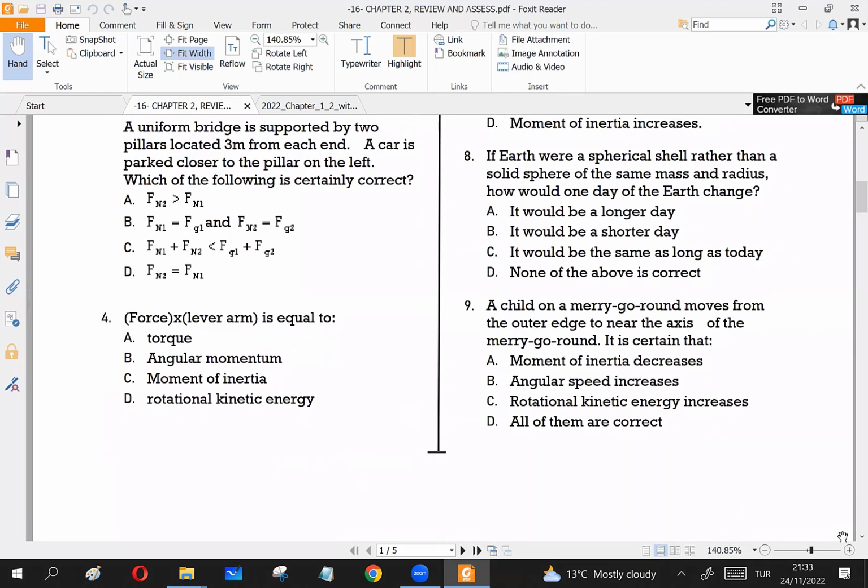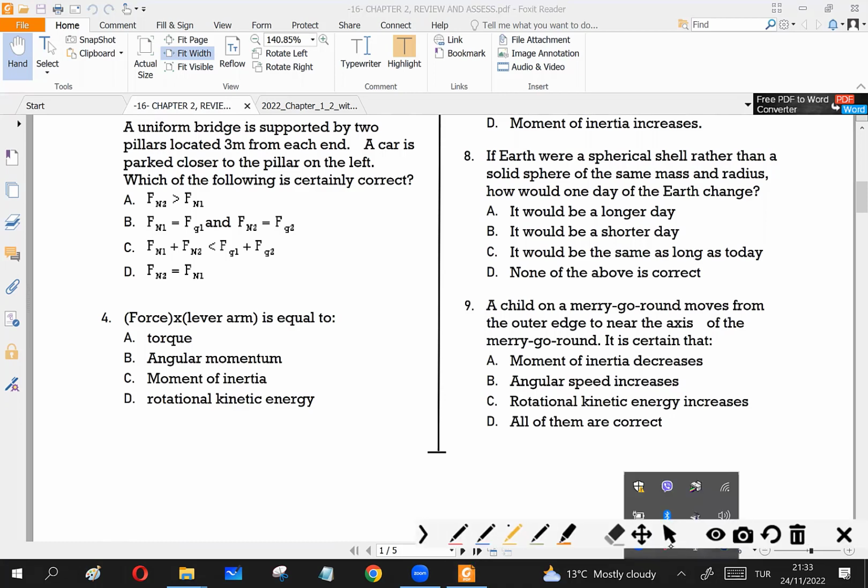Question number 8. If Earth were a spherical shell rather than a solid sphere of the same mass and radius, how would one day of the Earth change? A day is determined by the angular speed. So if Earth starts to rotate faster, days are going to be shorter. If Earth starts to rotate slower, days are going to be longer. So the question is in fact asking: if Earth were a spherical shell rather than a solid sphere, would its angular speed increase or decrease?